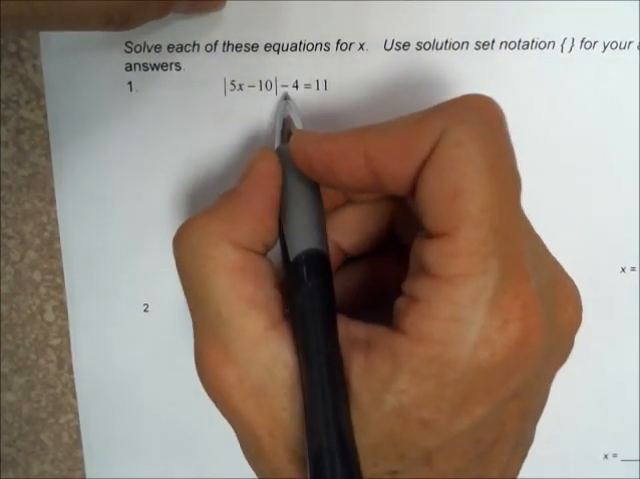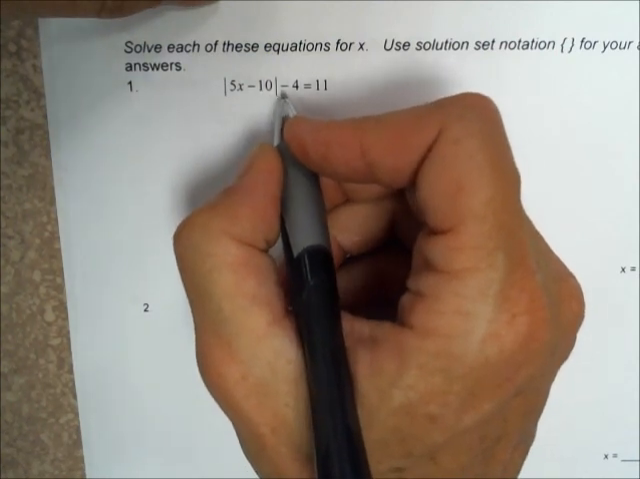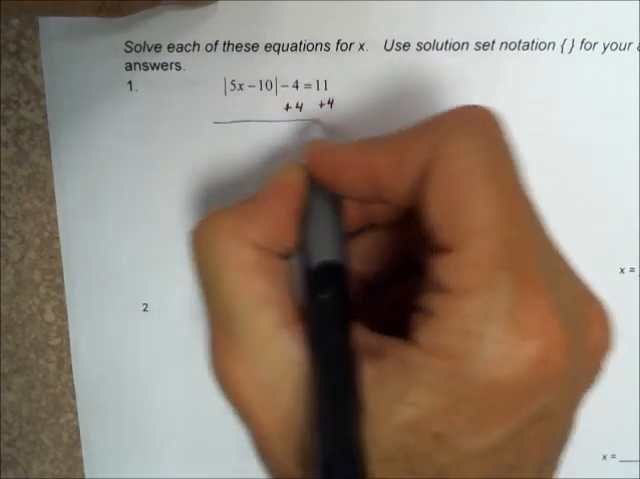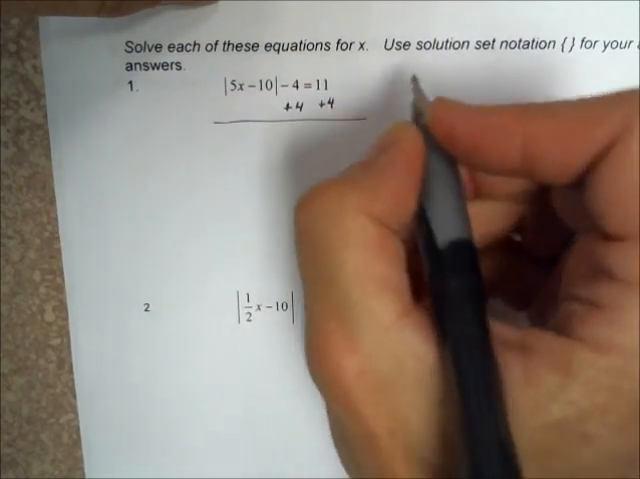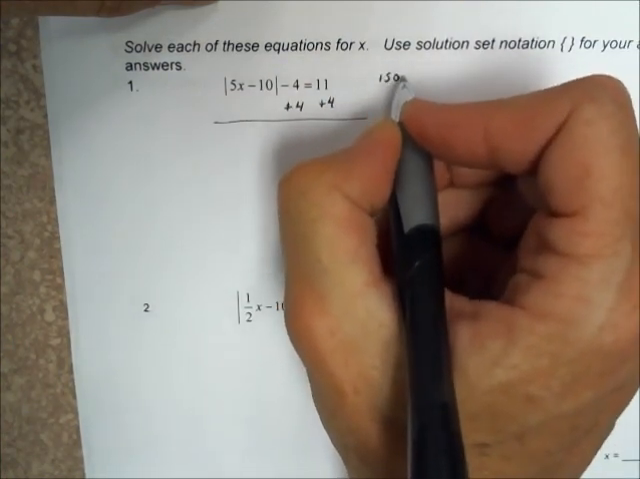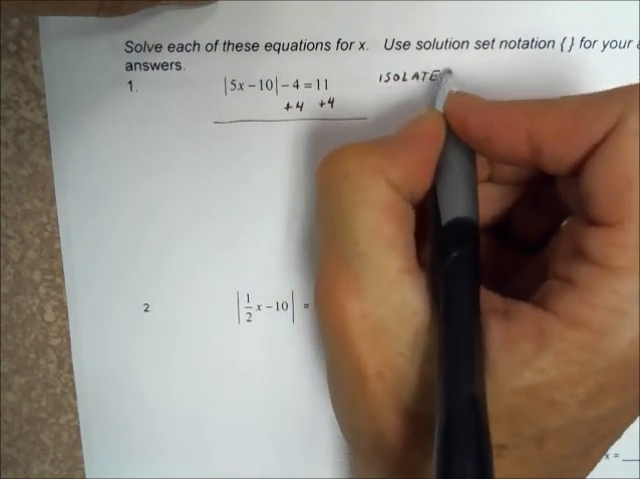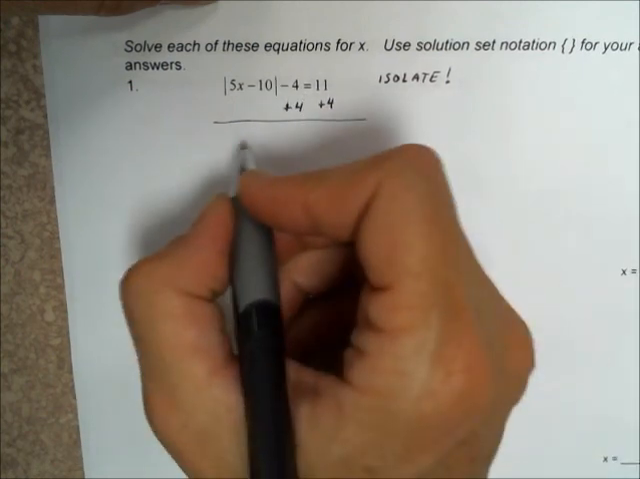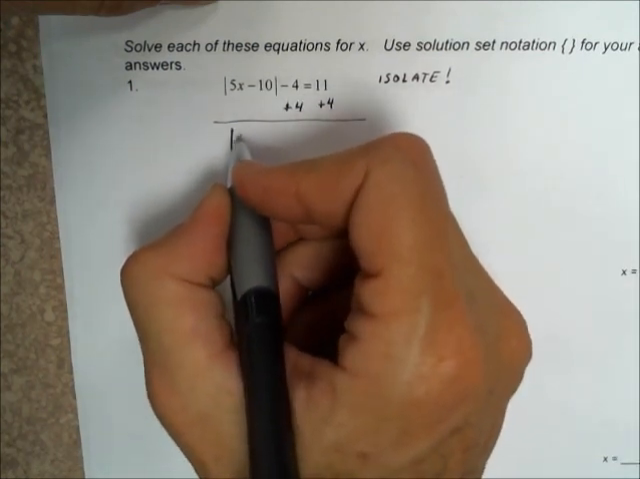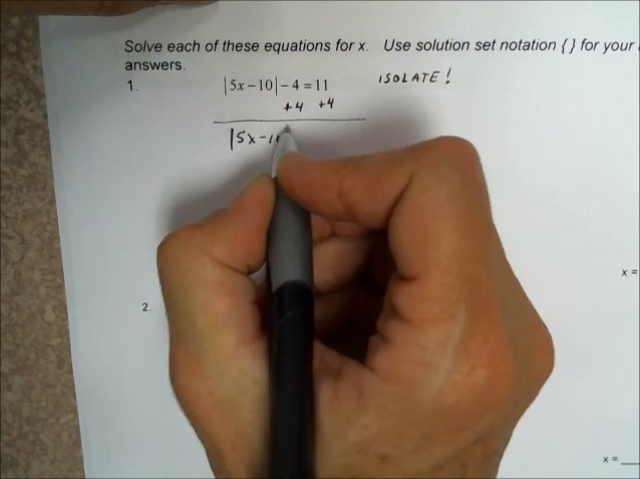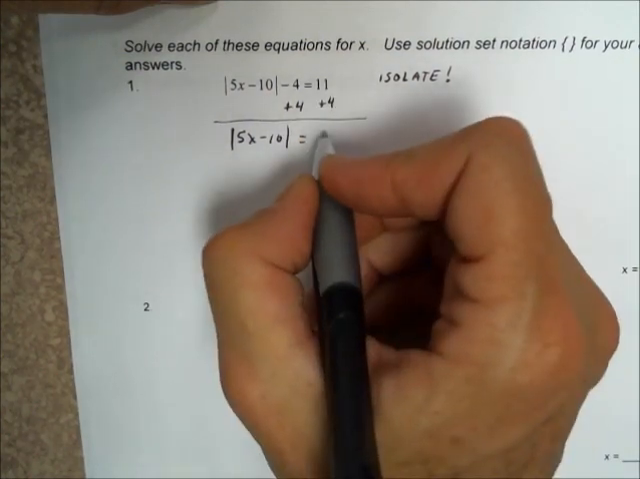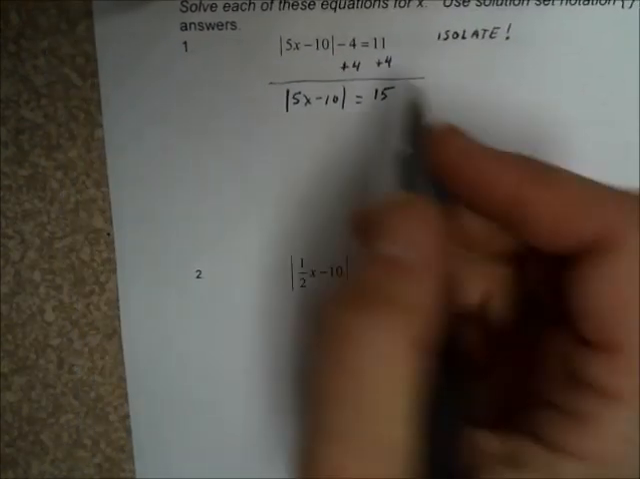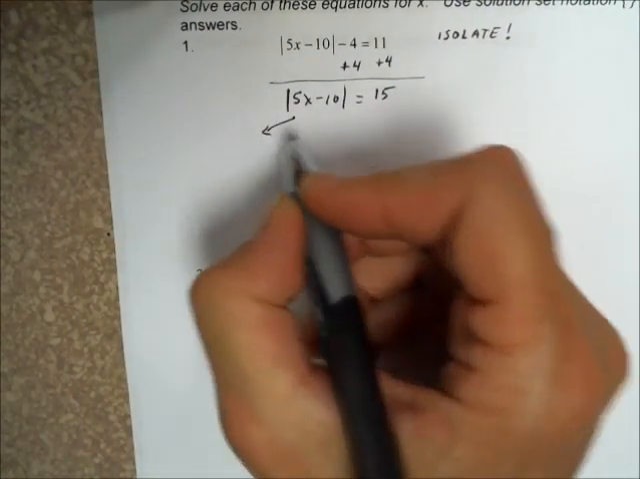First of all, we have to isolate the absolute value symbol, which means we have to add 4 to both sides first. Don't forget that the first step is to isolate the absolute value. That's step 1. That means getting rid of this minus 4 over here. So that means you're going to be left with the absolute value 5x minus 10 is equal to 11 plus 4, which is 15.